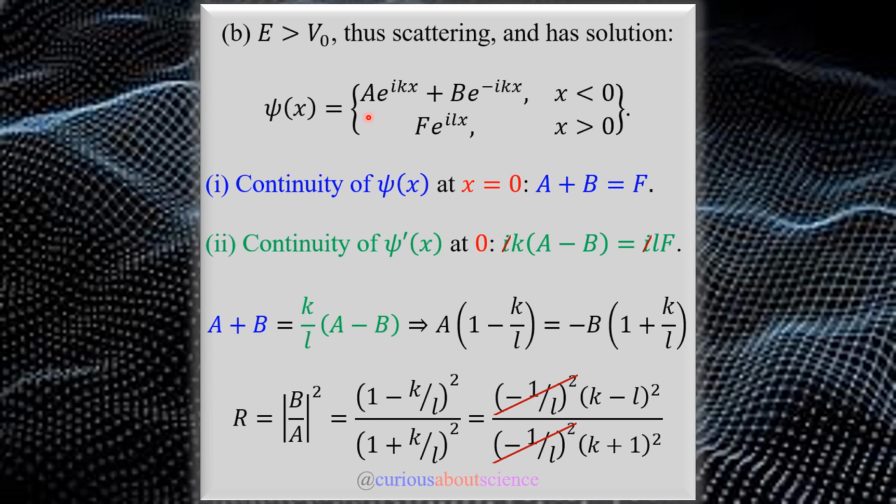Again, A e to the iKx plus B e to the negative iKx. That doesn't change because we're to the left and the potential is 0. The only thing that changes is what's to the right. And here we have F e to the iLx, where last time we just had a real solution. This time the argument is complex. And what we say here goes back to the energy conditions. Let's define again what the K and L are, so we can keep our wits about us. Instead of having V naught minus E, we have E minus V naught now. So that's going to play into effect.